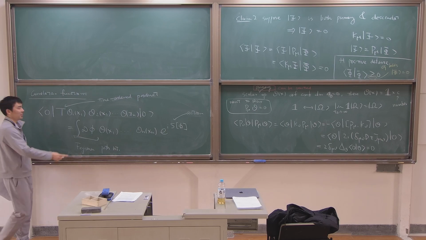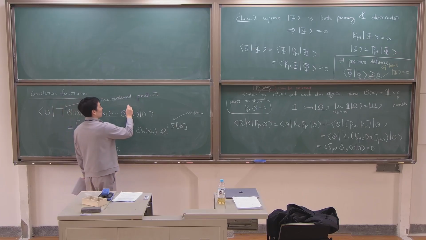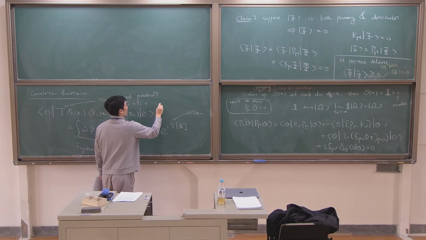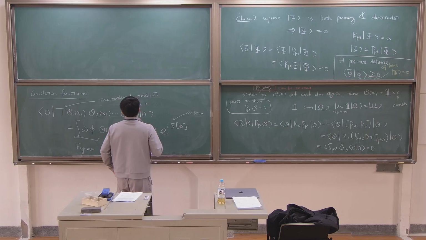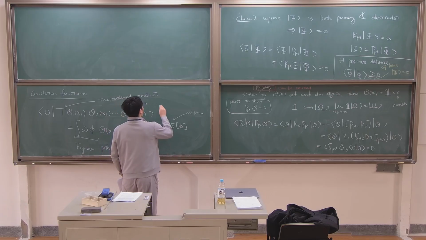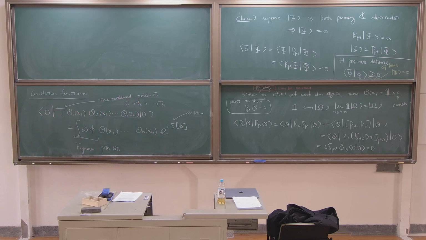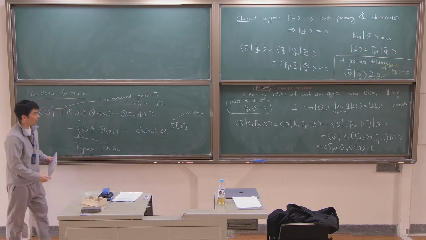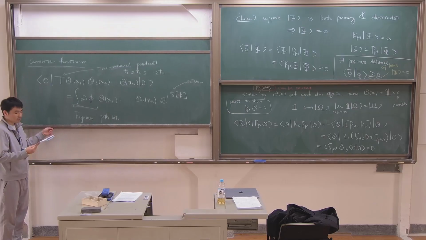Time order is the following: you have to put the operators in such a way that t1 is greater than t2, and so on. You have to impose this kind of condition. That's a time-ordered product. But that's not so important.